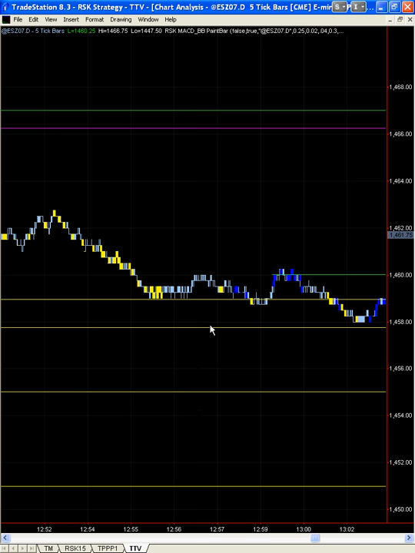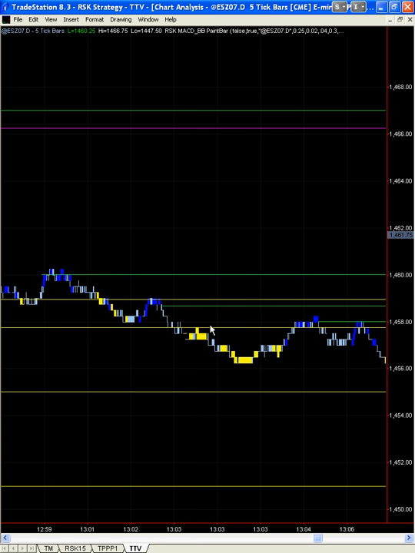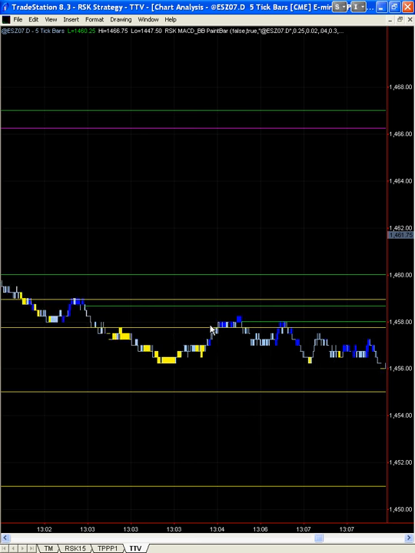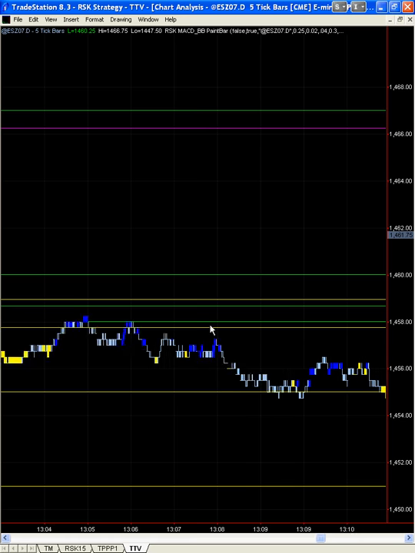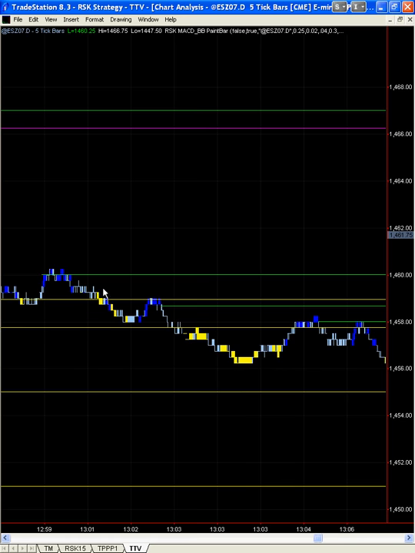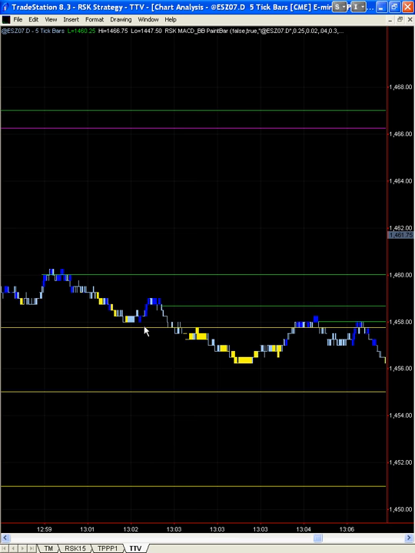Okay. It's continuing to move down and going lower. Okay? So all of these projected points were hit. Here, here, here, right into this line again.